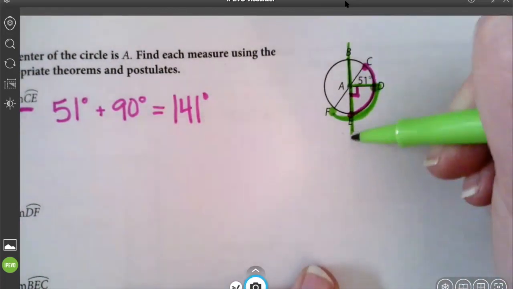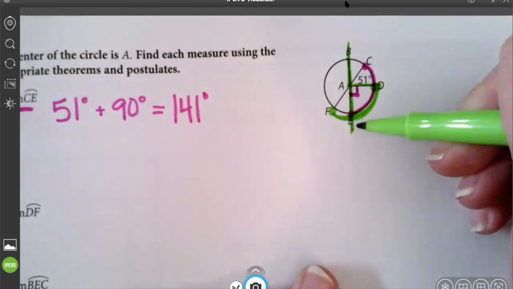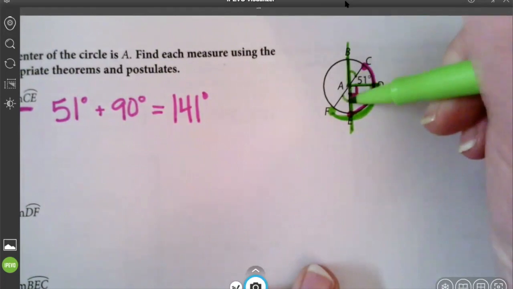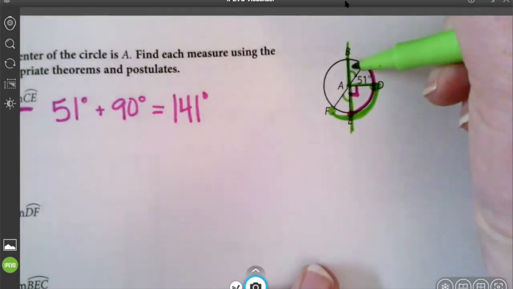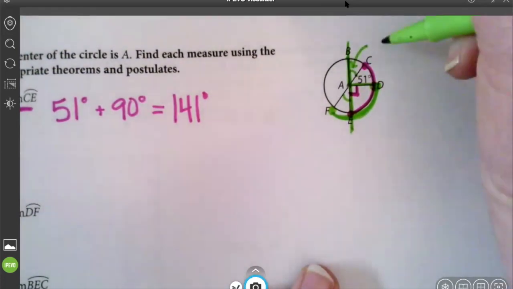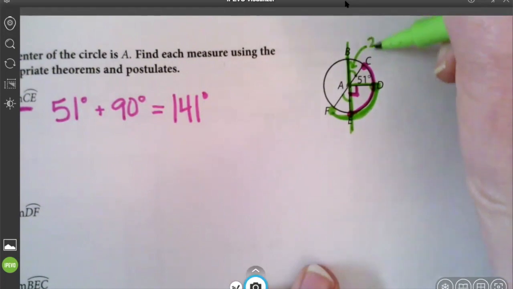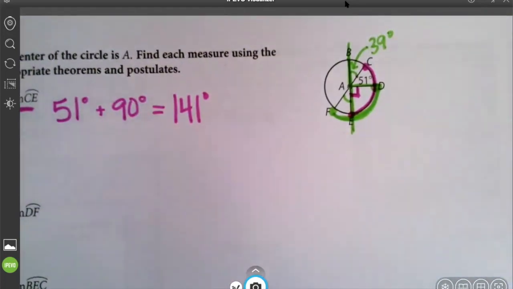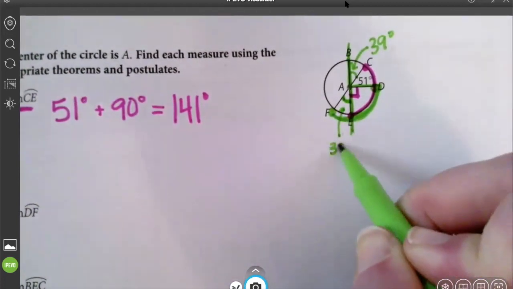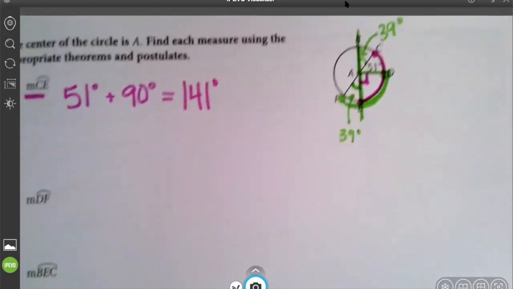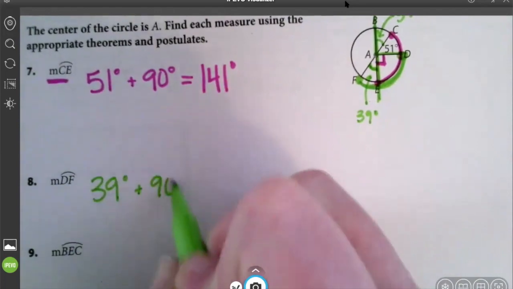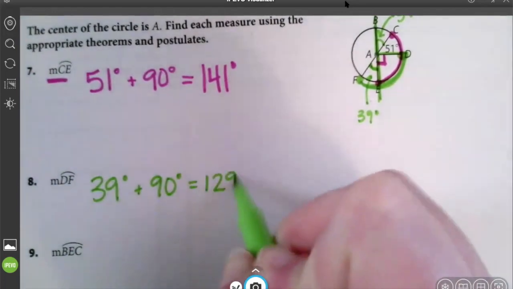So because BE is a diameter, if this part's 90, this other part's 90, and then these 2 are going to be vertical angles. So in there, this will come from 90 minus 51. So you're going to have 39. And that means this vertical angle is also 39. So now what 2 numbers are we going to add up? Good. 39, 90, 129.